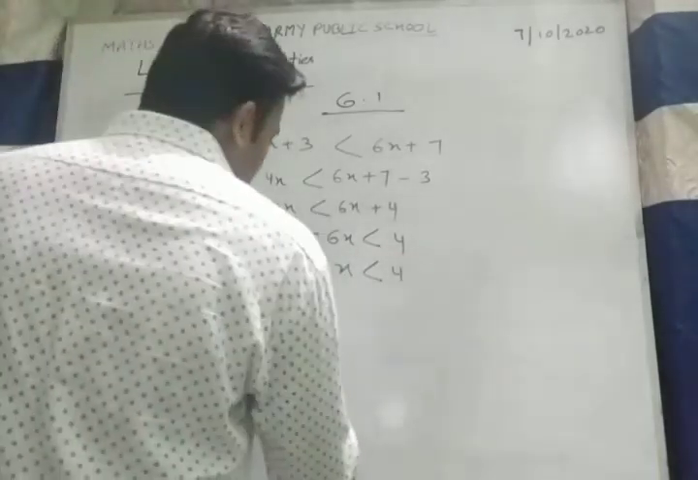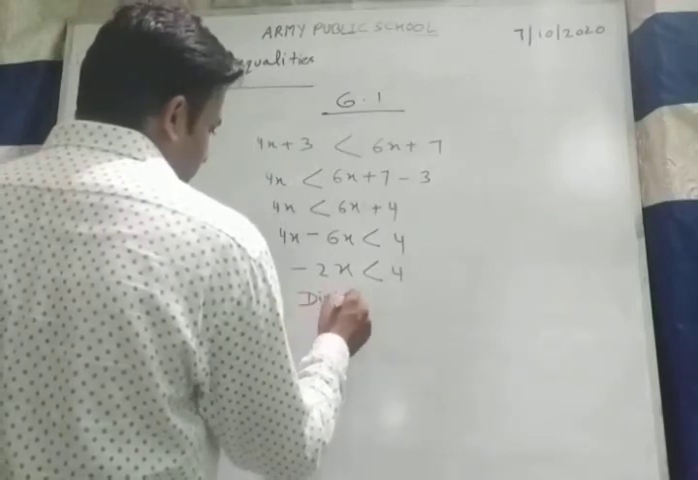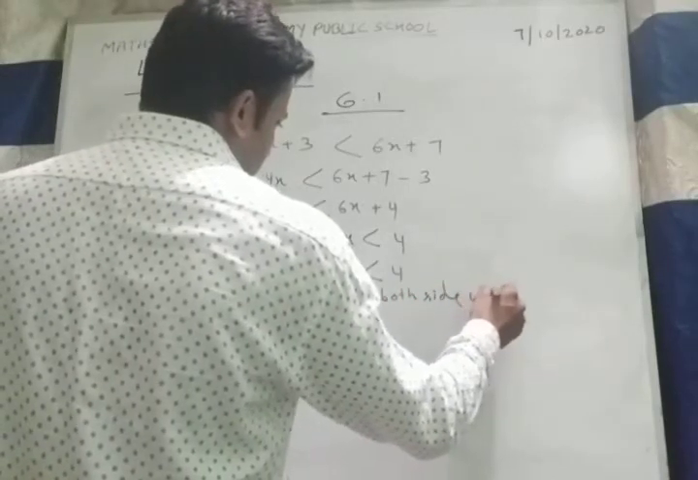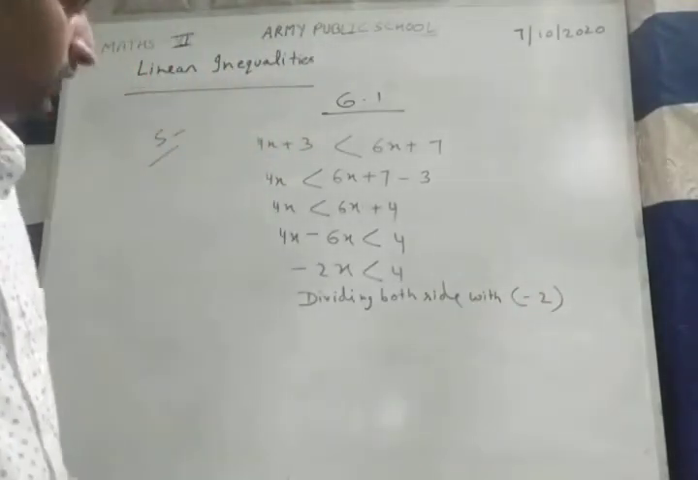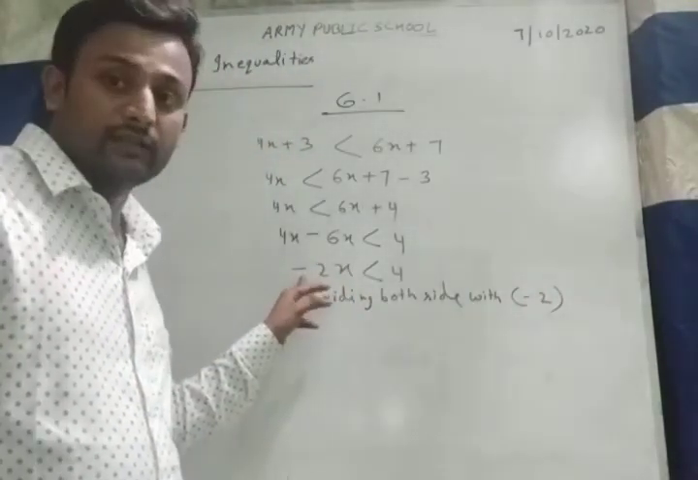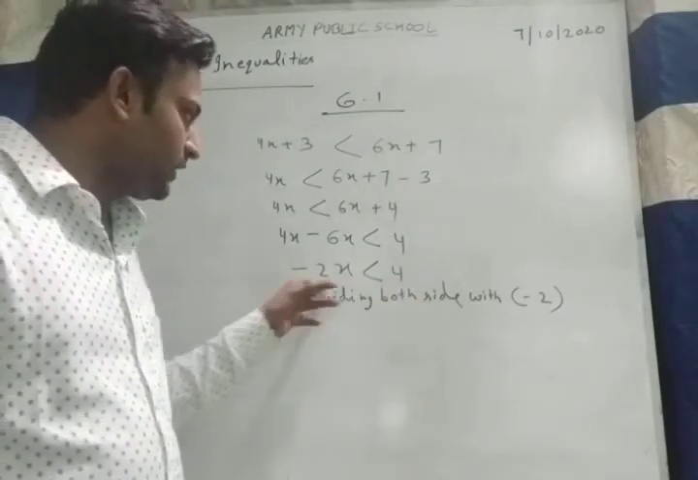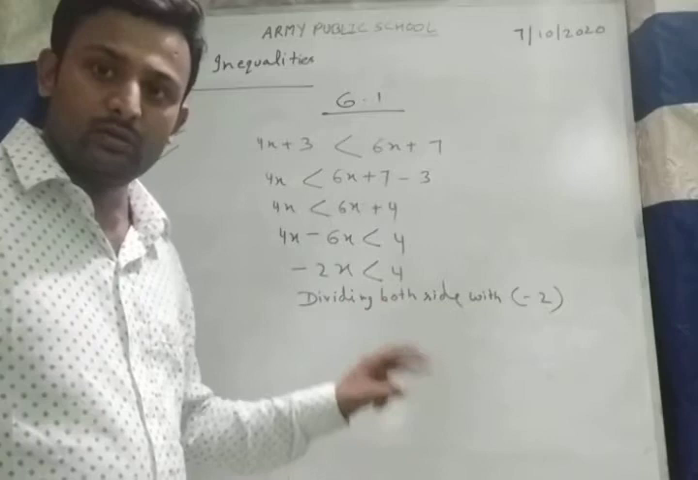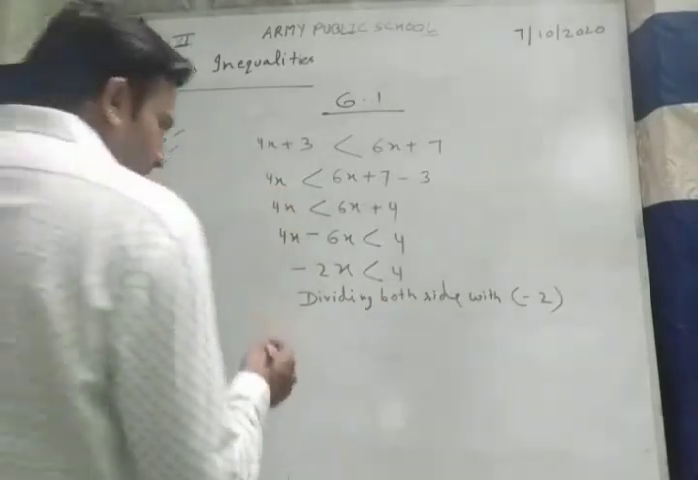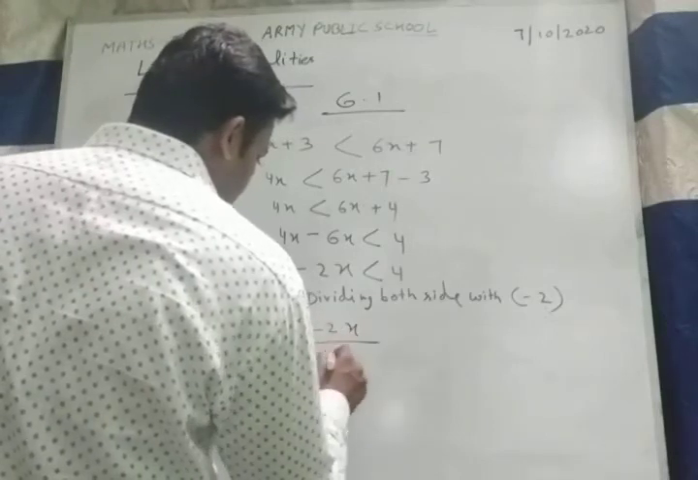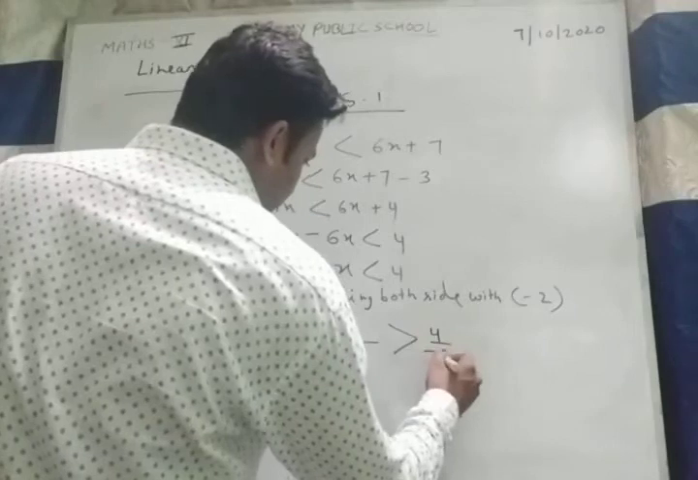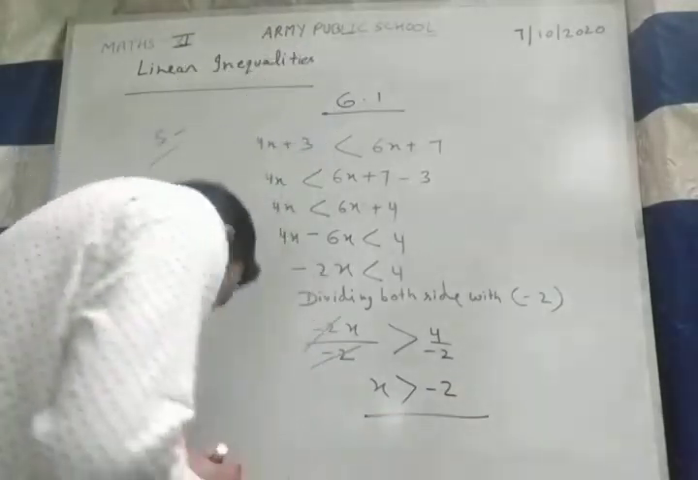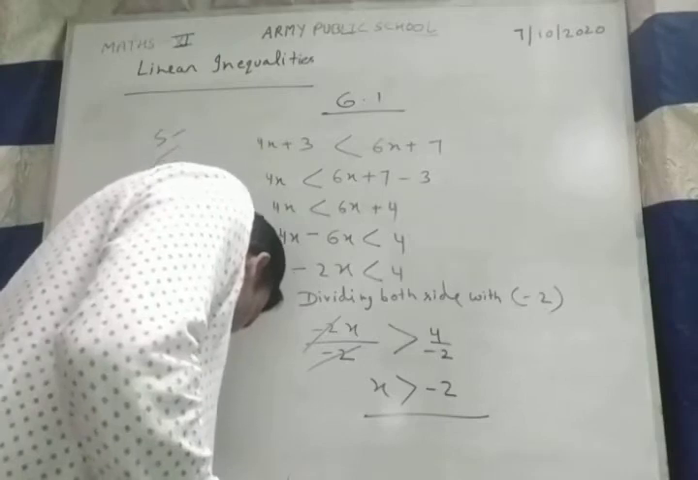Now dividing both sides by minus 2. Now look at, here is a negative sign. If we are dividing this inequality by minus 2, then the sign of the inequality will be changed according to the second rule. Okay. So minus 2x divided by minus 2 is greater than 4 divided by minus 2. So the minus signs will be cancelled. We get x is greater than minus 2. It will be our solution.